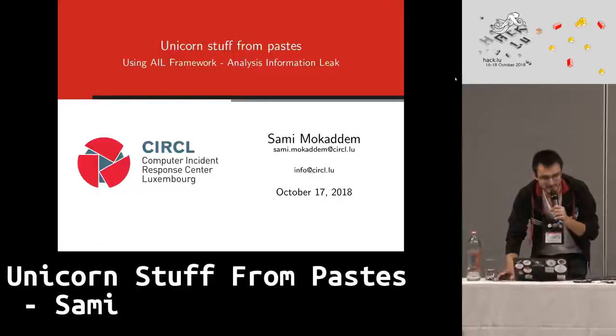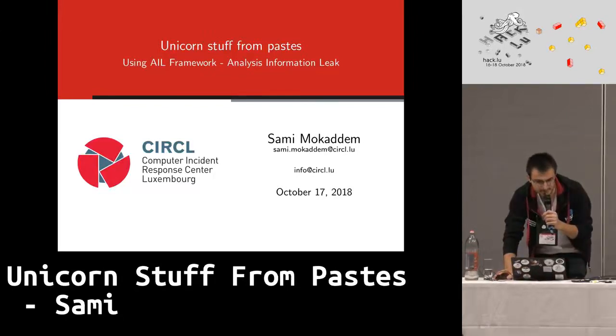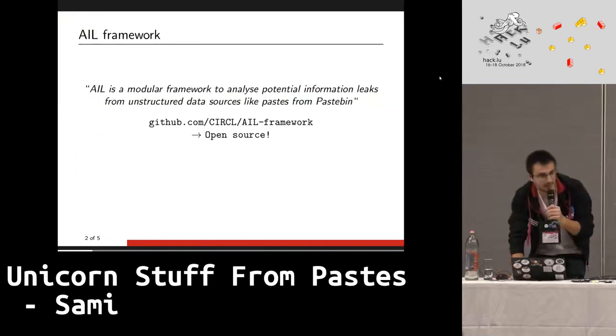Hello everyone. I will show you some stuff we found from Pastis using the AIR framework, which is an analysis information leak software. Basically, AIR is a modular framework to analyze potential information leaks from unstructured data sources, like Paste from Pastebin. The software is available on GitHub, and it is fully open source.